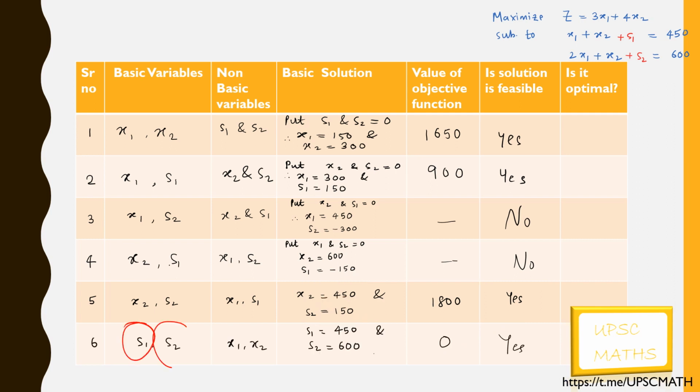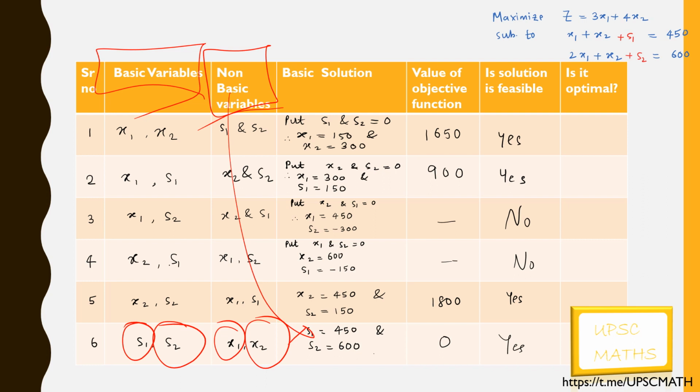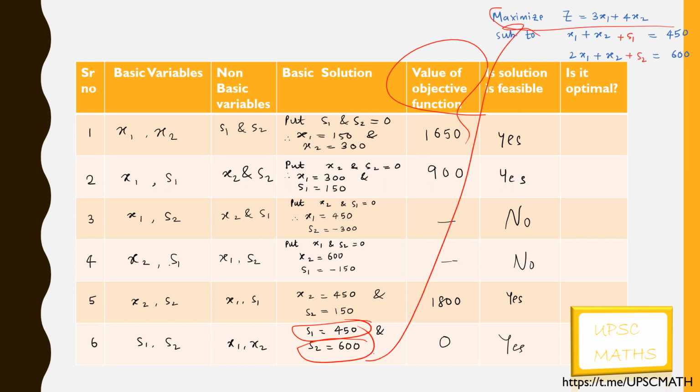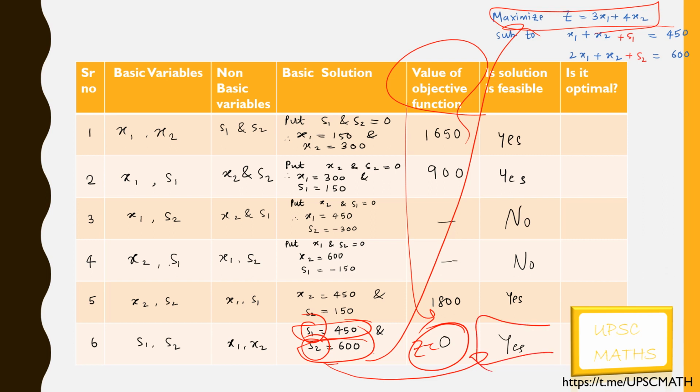Let s1 and s2 be the basic variable and hence x1 and x2 become the non-basic variable. When we put x1 and x2 equal to 0 in the given equations, we get s1 equal to 450 and s2 equal to 600. Now, to calculate the value of objective function, put s1 and s2 in the given objective function and hence we get z is equal to 0. Since both s1 and s2 are positive, the solution is feasible.